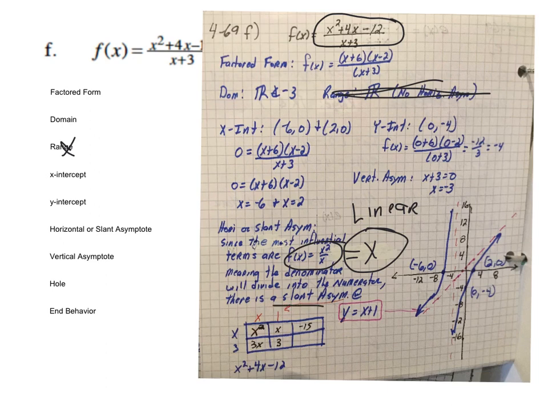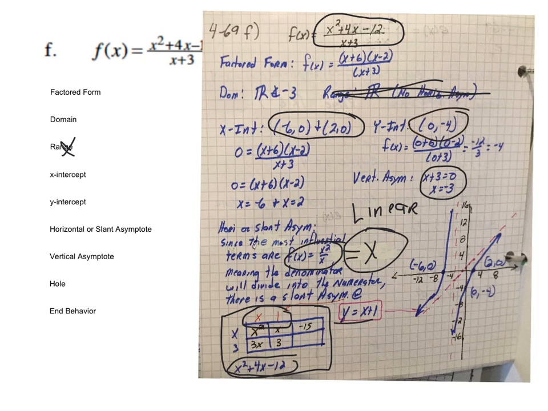And doing the division, x plus 3 divided into x squared plus 4x minus 12, you end up with x plus 1. That becomes your slant asymptote, and so you could graph that line, making it dashed, graph your vertical asymptote, plot your x-intercepts, plot your y-intercept, there is no hole, and you can sketch your graph.